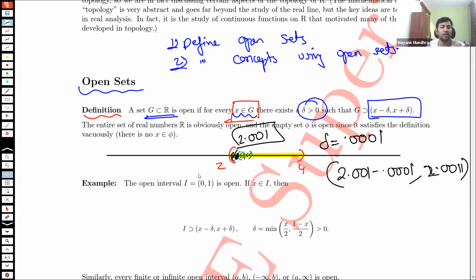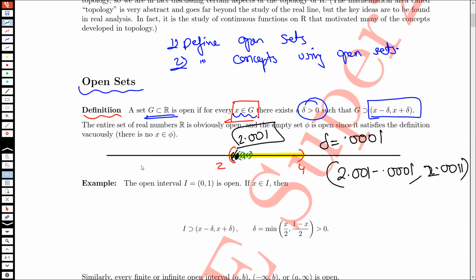But this definition will not hold for a closed set. So Himandi, why don't you give me a closed set, any closed set on real line? I can't hear you, Himandi. Hello. Yeah, now I can hear you. Why don't you give me a closed set? Any closed set?